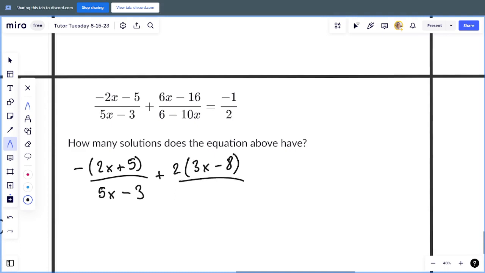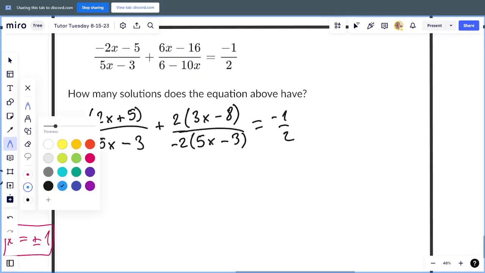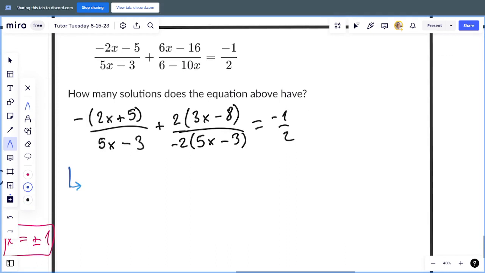And from the bottom here, I can factor out negative 2, and make this also 5x minus 3 equals negative 1/2. Let's do another step, and let's do it in blue to change up the colors.